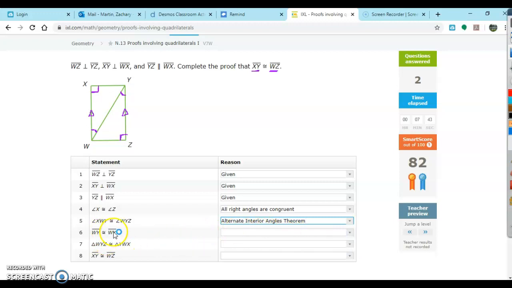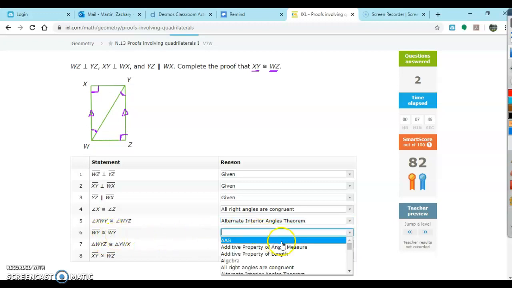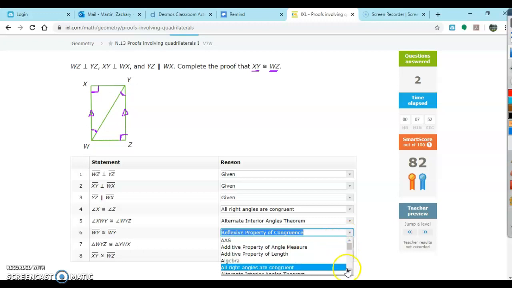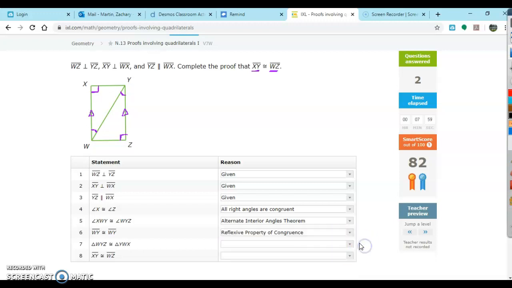And WY is congruent to WY. We've seen that in multiple proofs. That's our reflexive property of congruence. There you go. Make sure you pick congruence and not equality. We're talking about the angle and not the angle measure in this moment. So that's the reflexive property of congruence. Make sure you select the right one there.